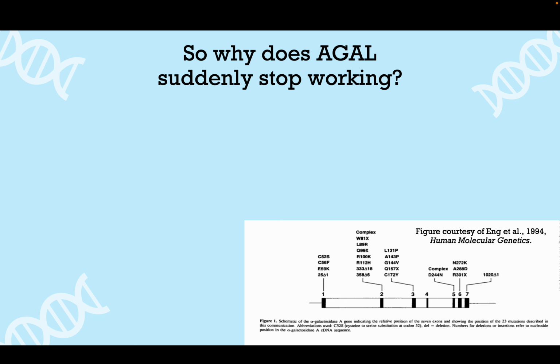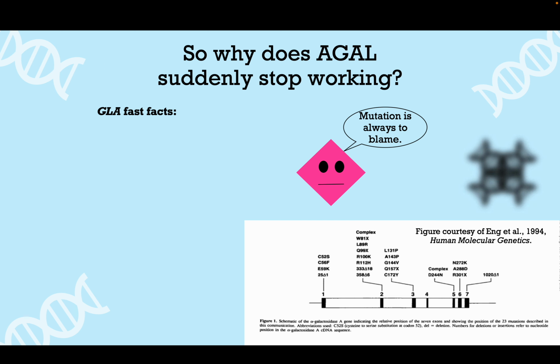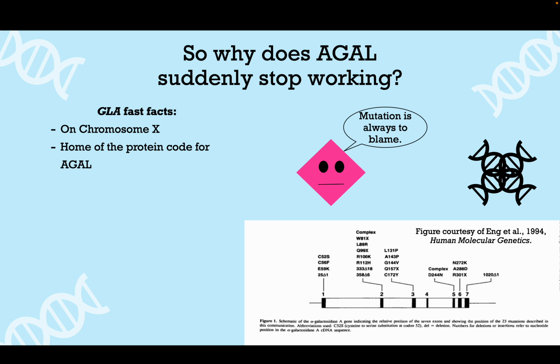To put it simply, it's because of mutations. More specifically, the issue is due to mutations on a gene called GLA. GLA is a gene on your X chromosome, and it's the home of the code that tells your cells when, where, and how much to make AGAL. There are hundreds of mutations that can change this code, causing mistakes when making AGAL. These mutations are often private or unique to each person.